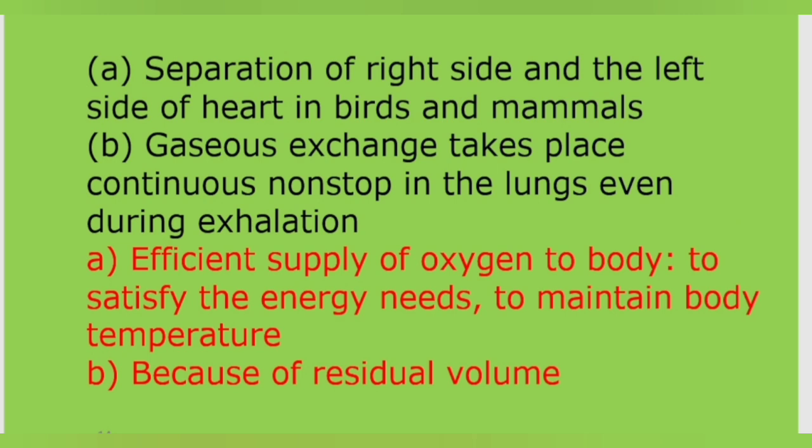So the first one, separation of the right side and the left side of the heart in birds and mammals is to ensure efficient supply of oxygen to the body, to satisfy the high energy needs in them because they need to maintain their body temperature as they are warm-blooded animals. Gaseous exchange takes place continuously, non-stop, in the lungs even during exhalation because of residual volume. Residual volume is the amount of air remaining in the lungs even after a forceful exhalation.